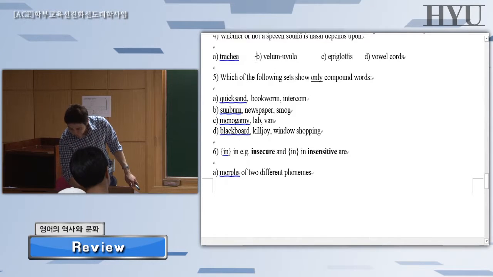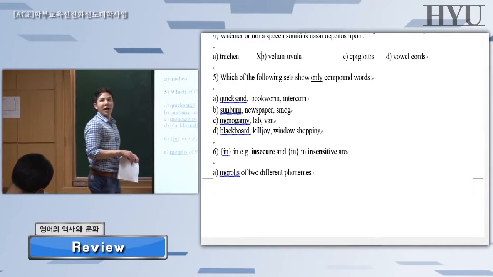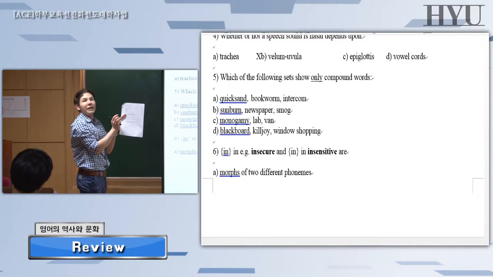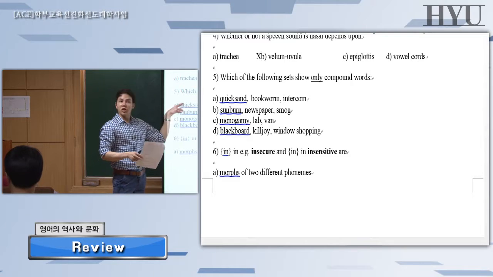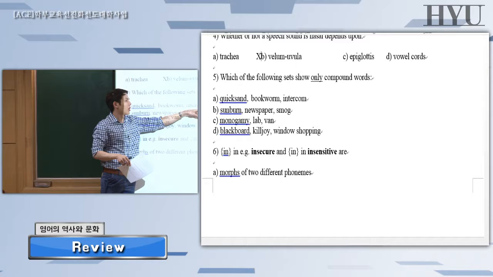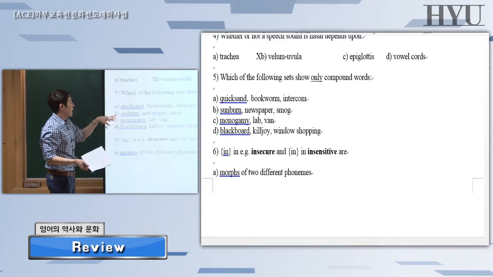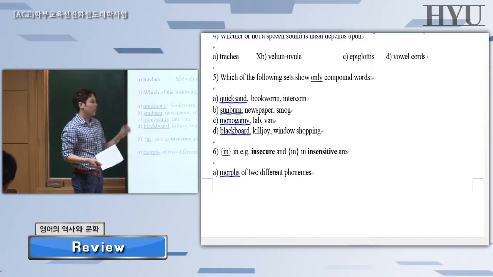Number 5, which of the following sets show only compound words, right? For compound words, you just stick two words together and you have got a new word, right? Quicksand is good. Bookworm is good. Intercom, not good, because com is clipped, right? It's clipped. So we have just only 2 compounds here.